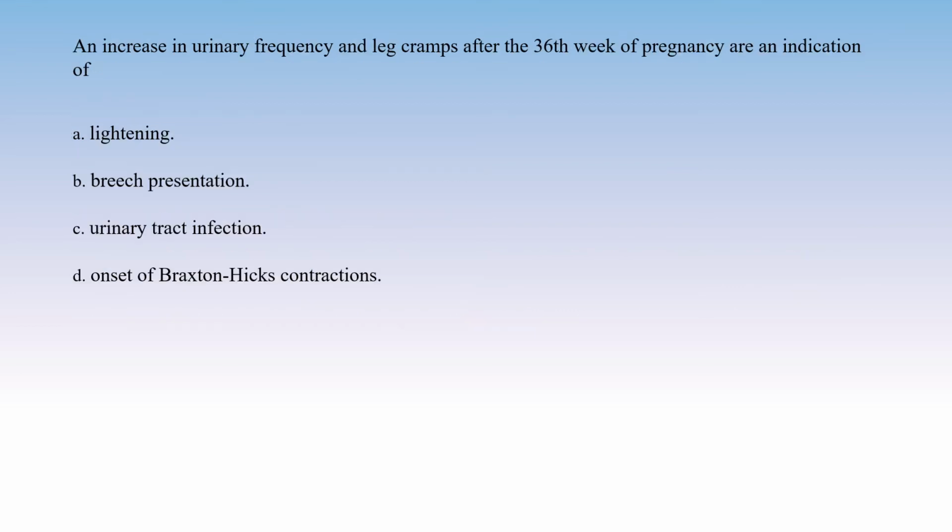An increase in urinary frequency and leg cramps after the 36th week of pregnancy are an indication of: A. Lightening. B. Breech presentation. C. Urinary tract infection. D. Onset of Braxton Hicks contractions.